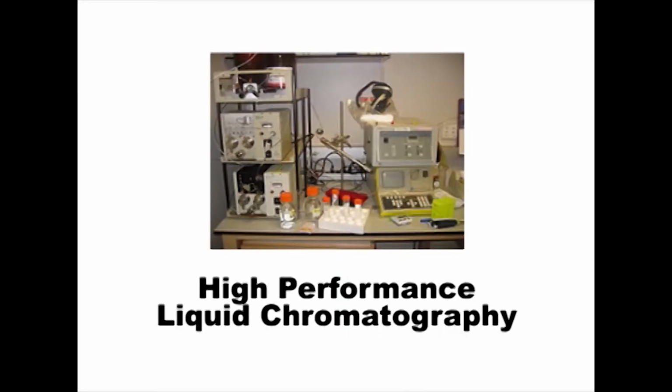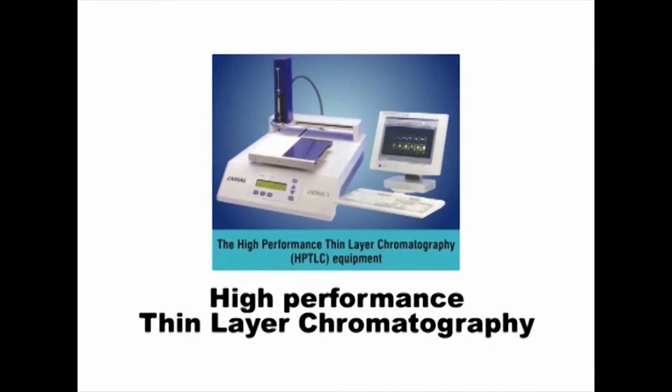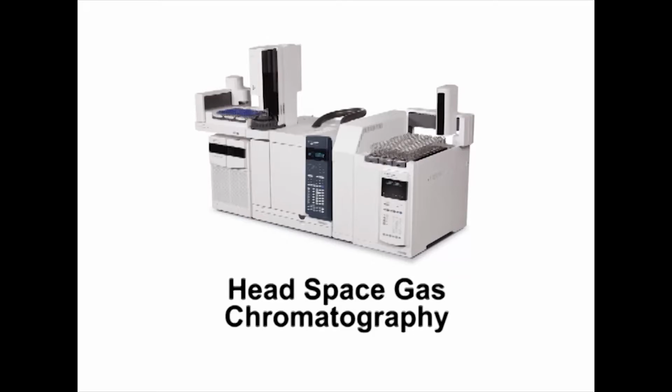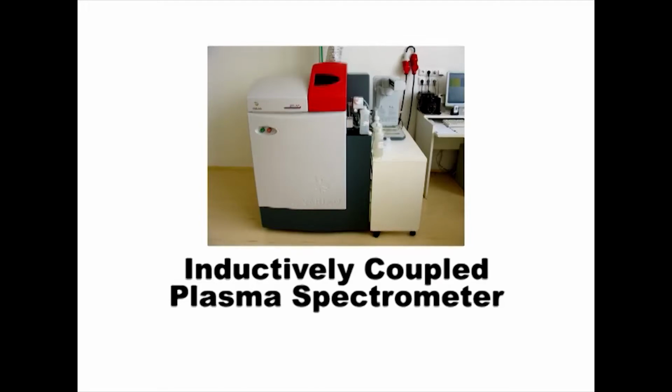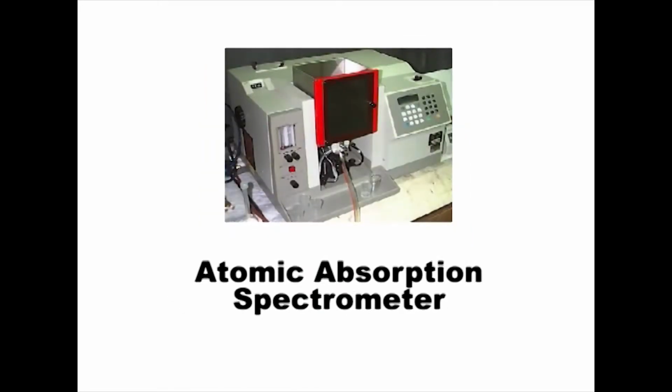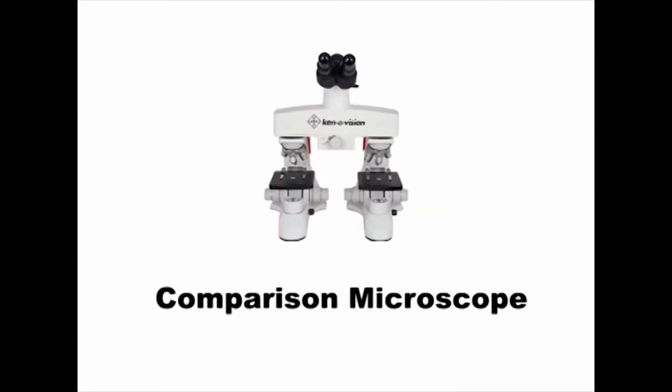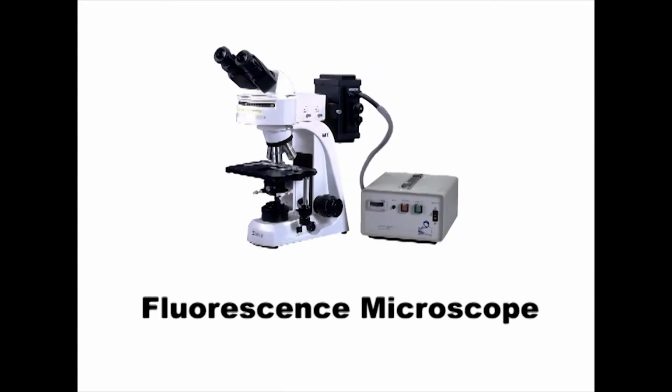Now we come to the list of modern equipment which is established in the laboratory. This is another section, we can say, which houses the sophisticated instruments of the Forensic Science Laboratory. They are namely high performance liquid chromatography, high performance thin layer chromatography, head space gas chromatography, Fourier transform infrared spectrometer, inductively coupled plasma spectrometer, atomic absorption spectrometer, UV visible spectrophotometer, comparison microscope, fluorescence microscope, apart from other instruments.